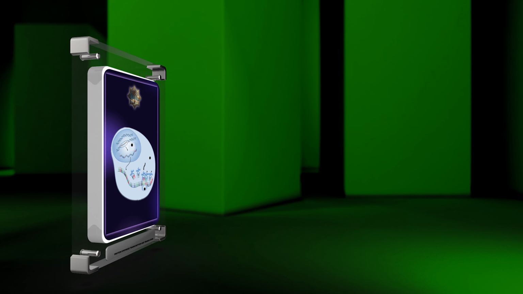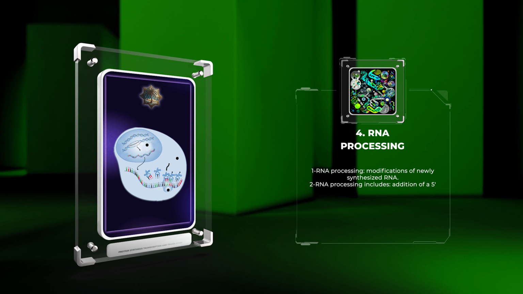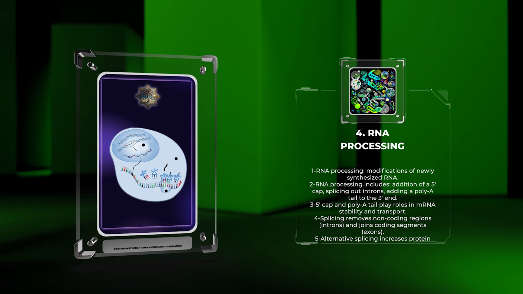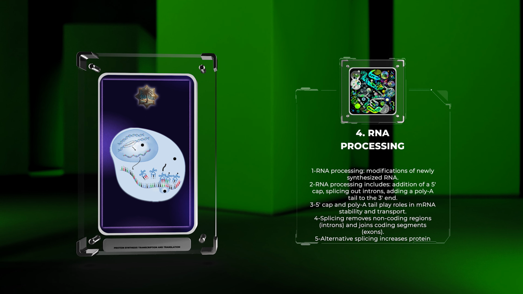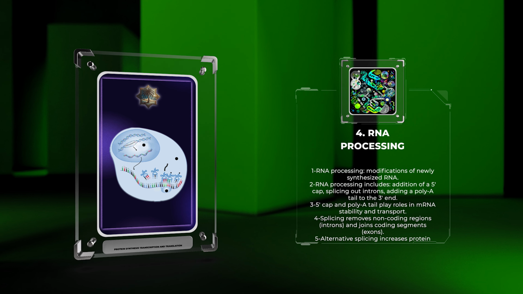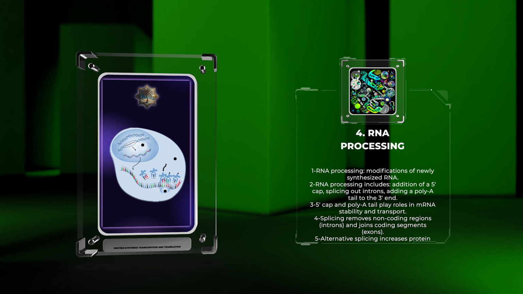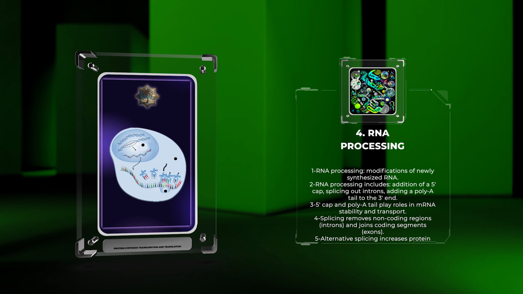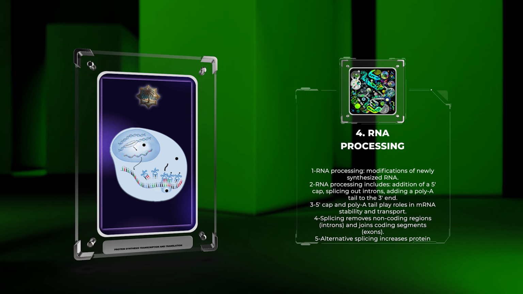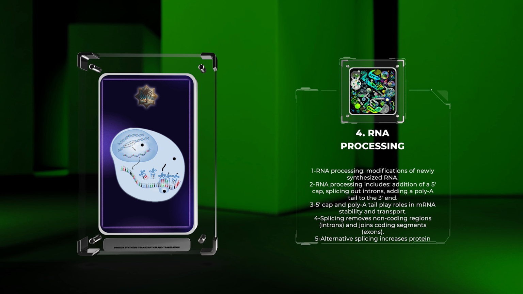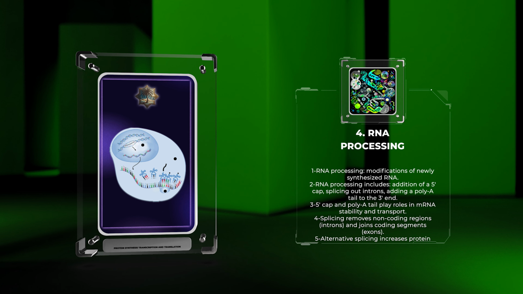After transcription, the newly synthesized RNA molecule undergoes a series of modifications collectively known as RNA processing. These modifications include the addition of a 5' cap, splicing out introns, and adding a poly-A tail to the 3' end. The 5' cap and poly-A tail play crucial roles in mRNA stability and transport, while splicing removes non-coding regions, introns, and joins the coding segments, exons, together. This process allows for increased protein diversity by alternative splicing, where different exons can be included or excluded from the final mRNA.